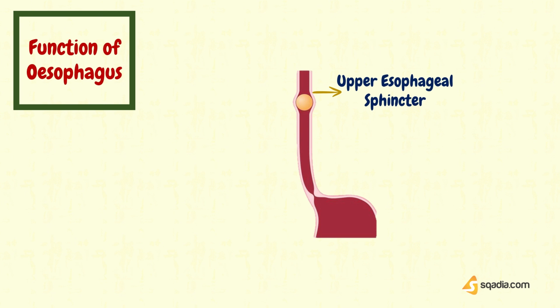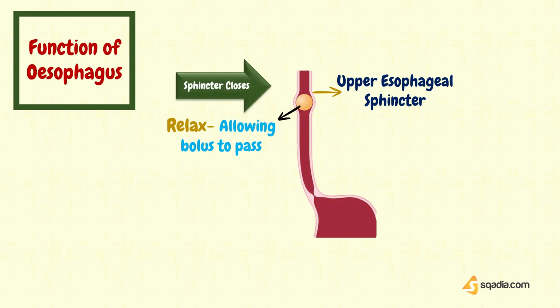The physiology of the esophagus reveals that a ring of skeletal muscle, called the upper esophageal sphincter, usually closes the pharyngeal end of the esophagus. During the esophageal phase of swallowing, this sphincter is relaxed, allowing the bolus of food to pass through it. Immediately afterwards, the sphincter closes.